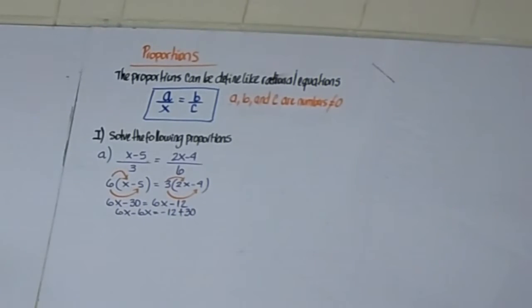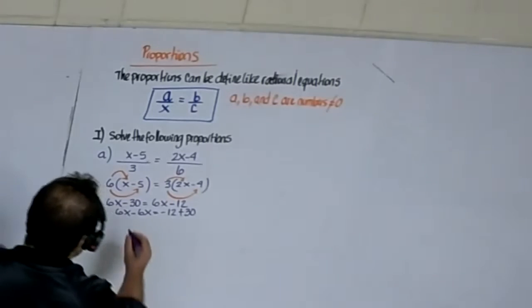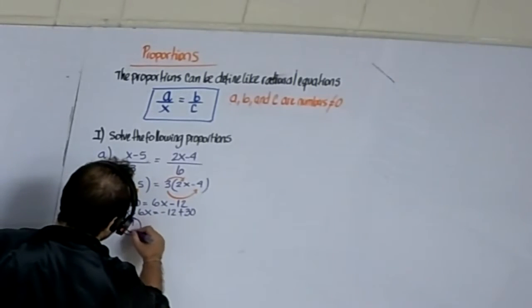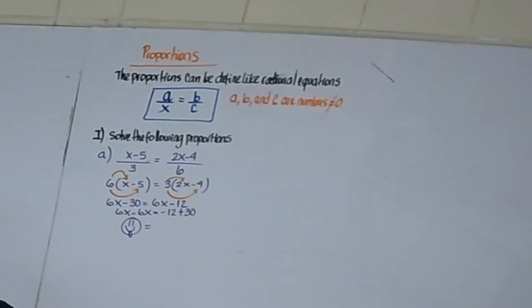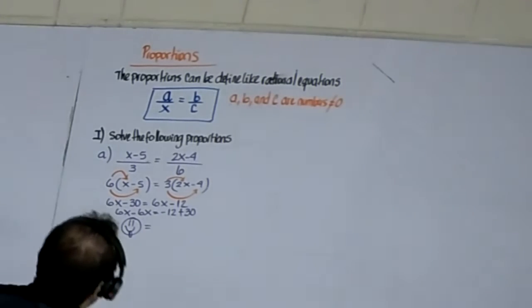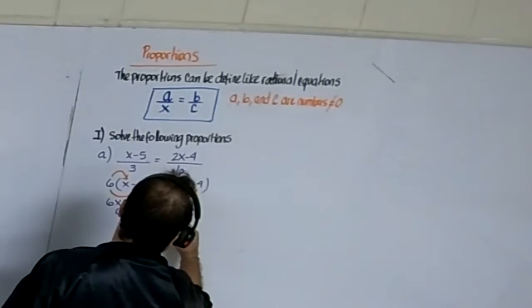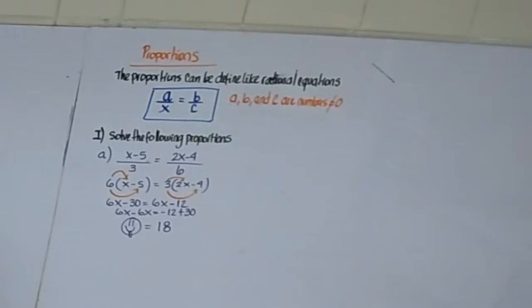What is going to happen? 6 minus 6 is 0. We got 0 equals 30 minus 12, which is 18, right? Yes, 18. And I have a question for you. Is this true? 0 equals 18? No. What happened?